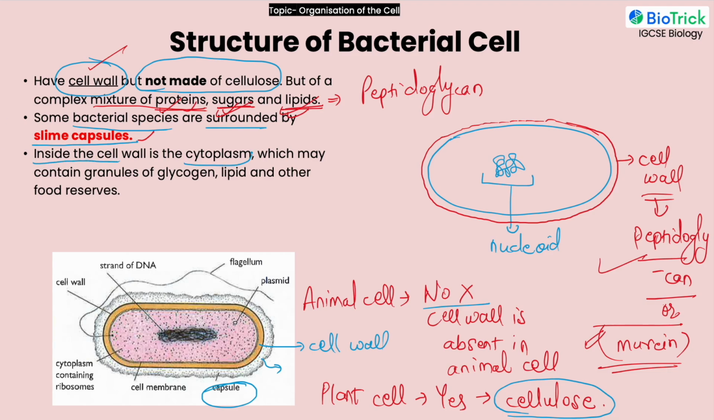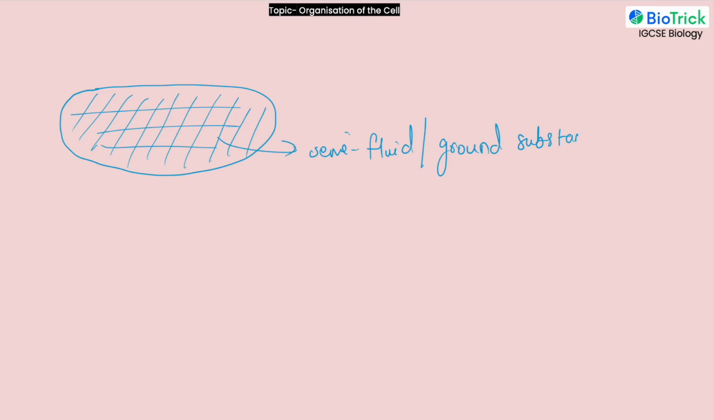Inside the cell wall is the cytoplasm, which contains granules of glycogen, lipid and food reserves. Let's understand this. This is the bacterial cell. The bacterial cell has a ground substance, or we can say a semi-fluid material, that makes the ground substance of the cell, and it is called cytoplasm. The entire cell is filled with cytoplasm. It basically provides an area or surface for chemical reactions of the cell or for the functioning of the cell.